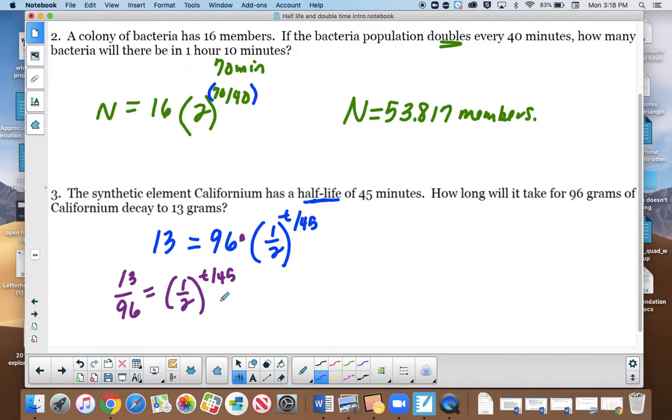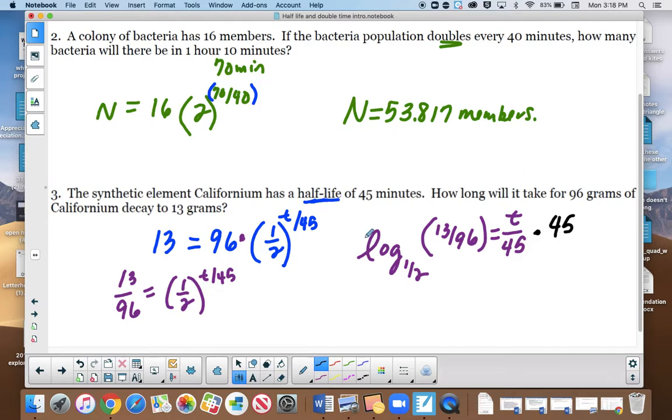Now that I have this as one term, I can't solve it as an exponent, so I'm going to change it to a logarithmic equation. So it's going to be log base 1/2 of 13 over 96 is equal to t over 45. And then to solve for t, we're going to multiply both sides by 45. Again, I would put this all in my calculator at once, but you can certainly do it in parts as long as you're not rounding along the way. And you're going to get 129.804. And this is time, and our original time was given in minutes, so this is also in minutes.